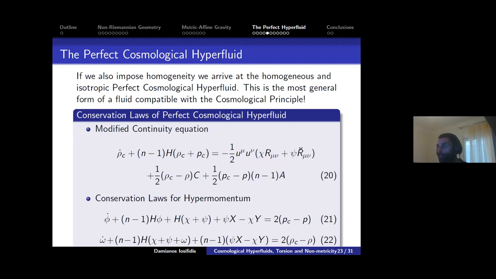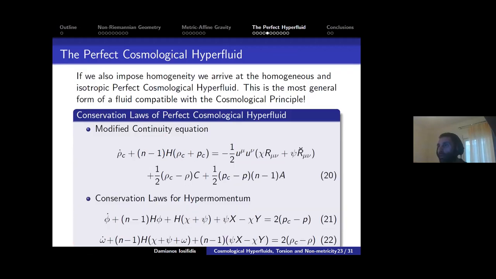And we also have two independent conservation laws for hypermomentum. Now because we demanded the symmetry of the space, we see that we have five degrees of freedom, but only two conservation laws. So we need to have some equations of state among these variables, in the same manner that when we have the continuity equation in GR, we need an equation of state between the pressure and the density, because we only have a continuity equation for the density. So the same is here. We have the conservation law for these two variables of the hypermomentum, so we need further equations of state among these variables in order to have a complete system.